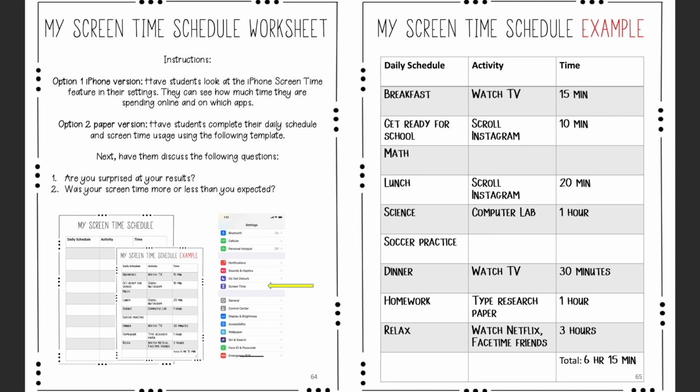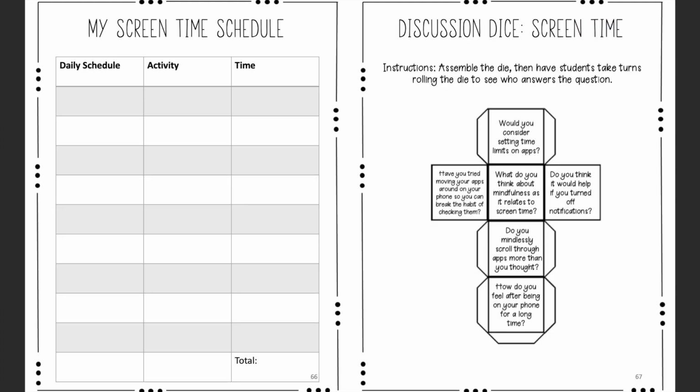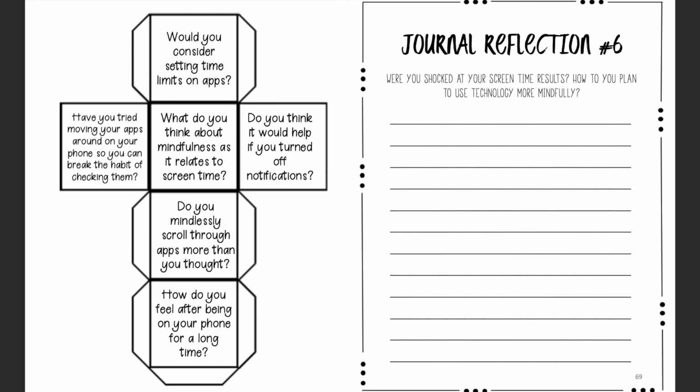Of course, it's an estimate, but they can also use their phone to track it. And then you can see if they are surprised by their answer or not surprised. Before you do the activity, a fun thing you could do is have them try to guess how many hours they think it is. And then there is a discussion dice. So they're going to discuss screen time, rolling the die, and then just taking turns answering the questions. And there is a journal reflection for this week, asking them if they were shocked at their results, and then how they can be more mindful in the future.